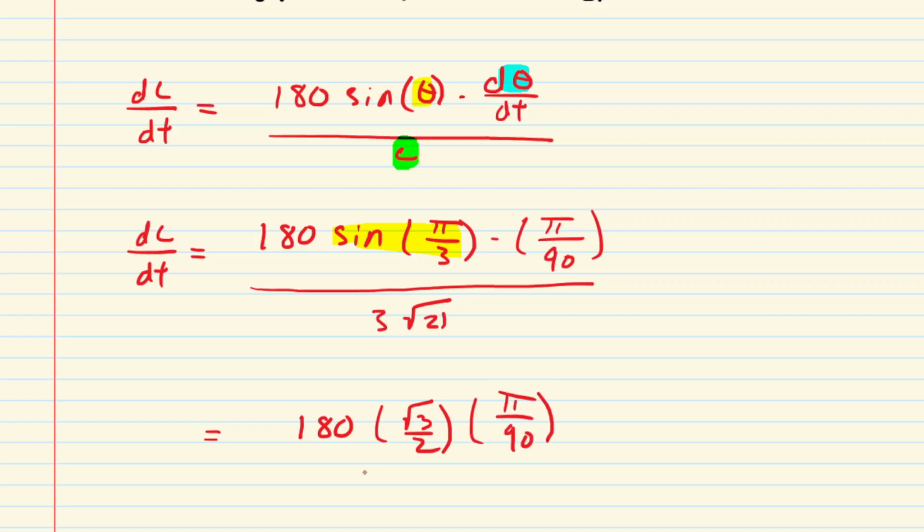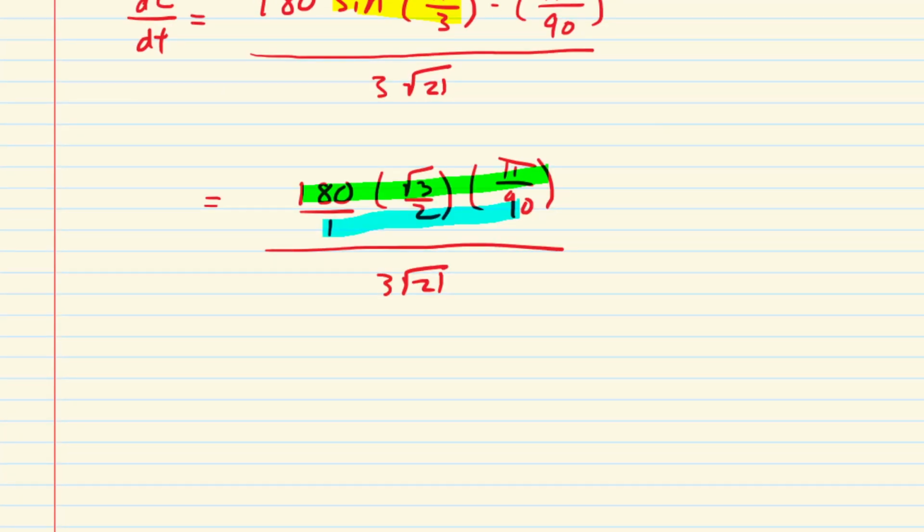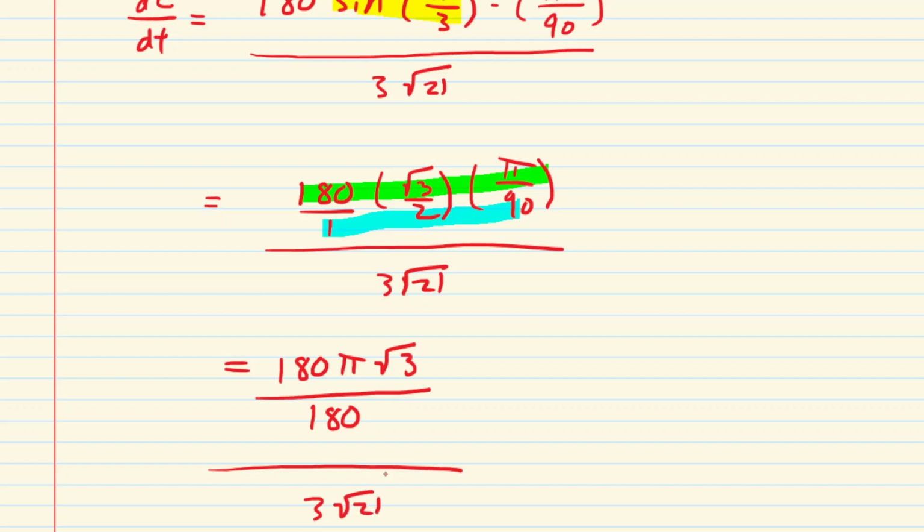And now it might be wise to continue simplifying the numerator a little bit. We can put the 180 over 1, and we can multiply all these denominators together, and then we can multiply all these numerators together as well. So if we multiply the numerators, we will end up with 180 pi root 3, and then that's all over 180. And that's convenient then, because those 180s will cancel in just a moment. Let's go ahead and cancel them now. And so this seems to leave us with just pi root 3 all over 3 root 21.